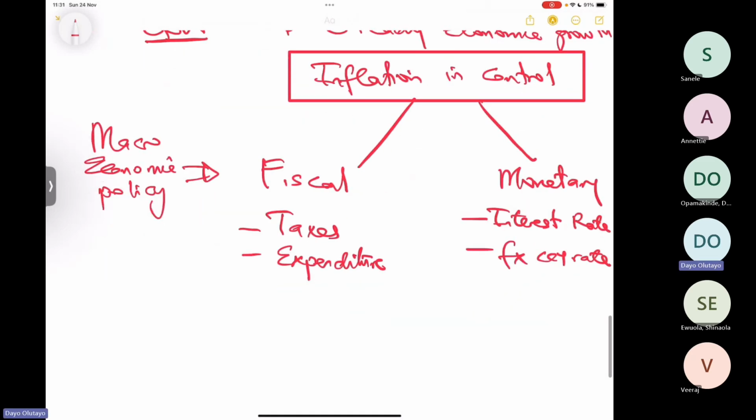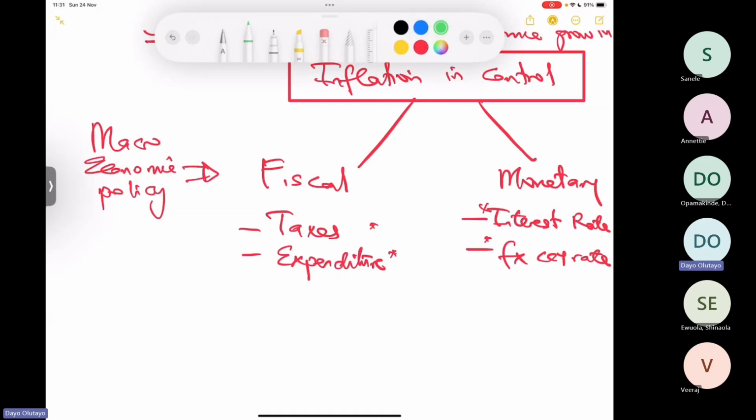And you must know how they use taxes and how they use expenditure to manage inflation. And how do they do that? Let me give you a quick revision on that. So let's assume inflation is high.